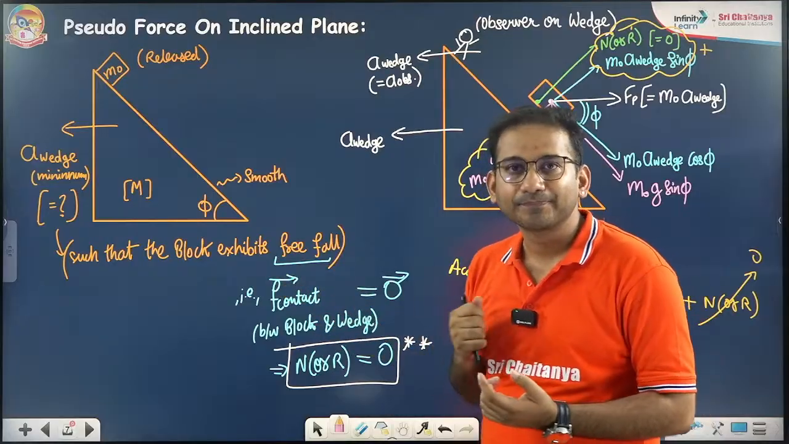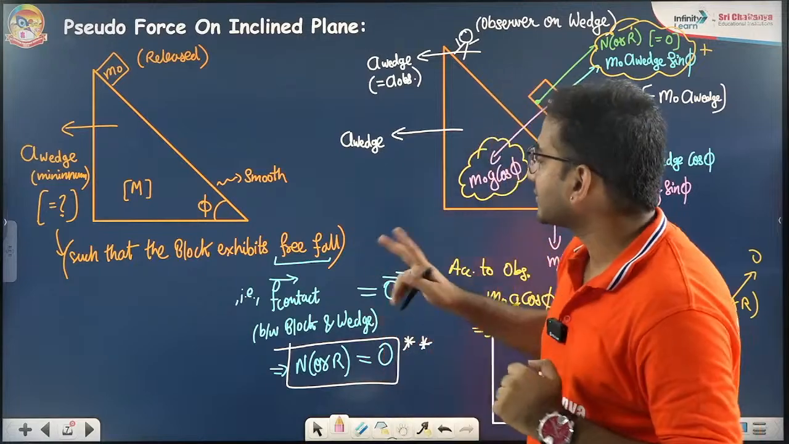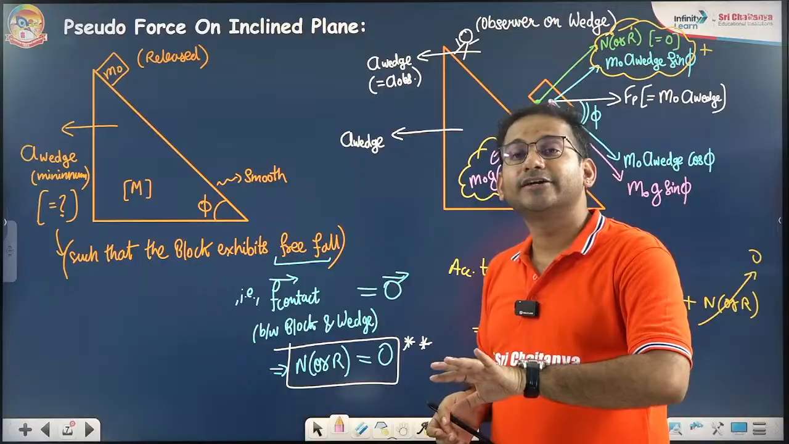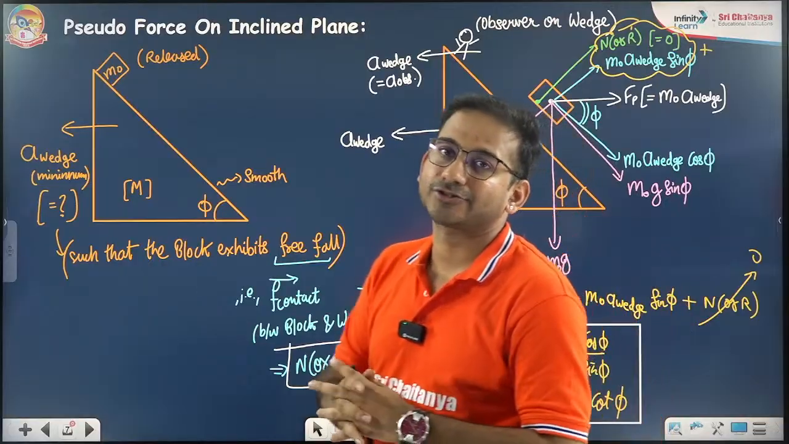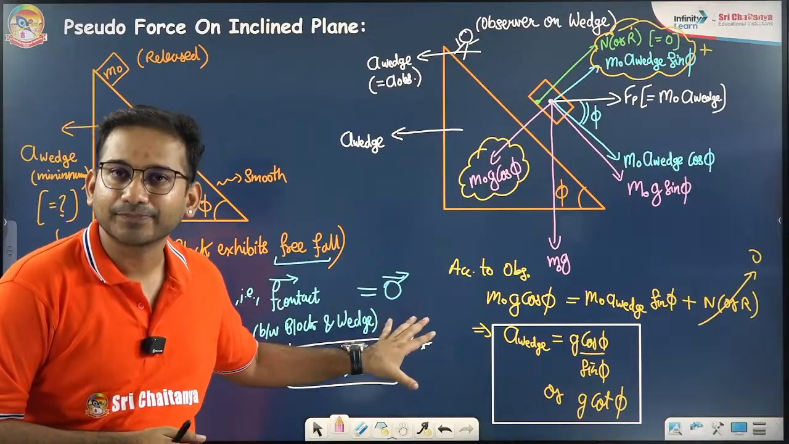Now, contact force is of two types, normal reaction and friction. Since the surfaces are smooth, anyway there is no friction. So again, your indirect demand is that you want to make the normal reaction zero. Understood? You want to make the normal reaction zero.